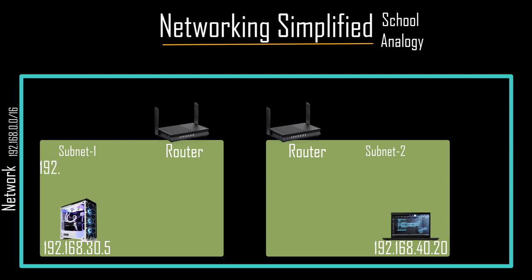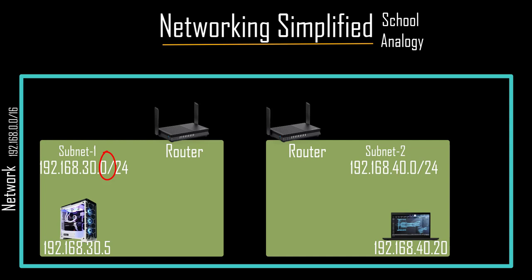Now, because a subnet is also a network, it will also have a CIDR block. The CIDR block defines how many devices can be hosted inside a network. For example, if you have /24 in the CIDR block, let's say, it can host 256 devices in that subnet.